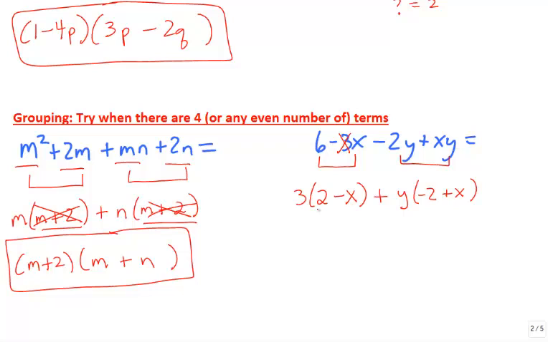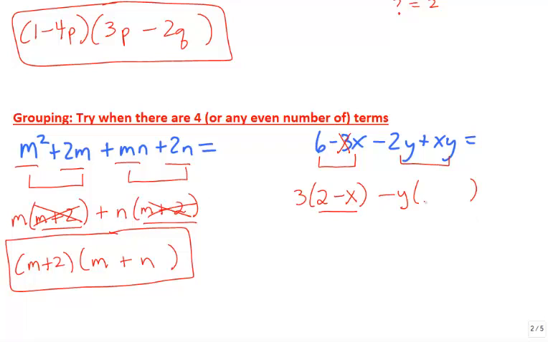However, does 2 minus x equal or match negative 2 plus x? No, they don't, because they don't have the right signs. They're exactly opposites of each other. So if these 2 things in parentheses don't match, then grouping's not going to work for you unless you're a little bit clever. So we can fix this problem by, instead of pulling out a positive y, I am going to pull out a negative y.